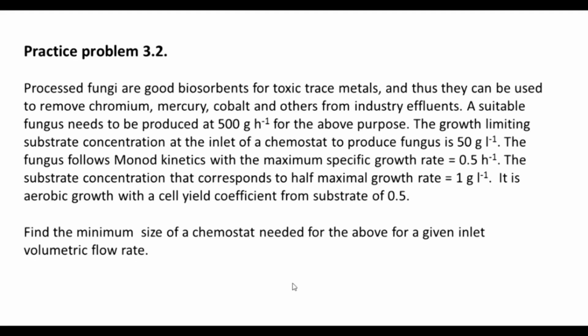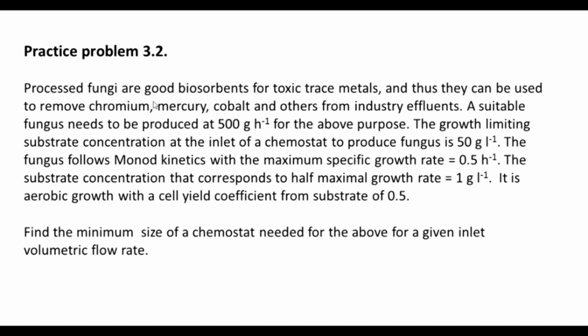Let's see a practice problem. I'll assign this problem and solve it in the next lecture. We will continue after this problem also, the fed batch operation, which I would like to complete as a part of this particular lecture itself. The practice problem reads as follows.